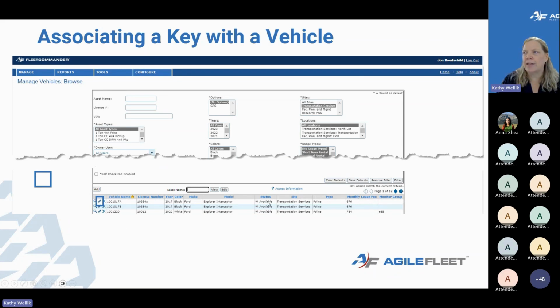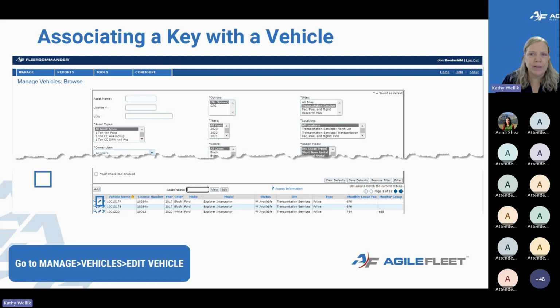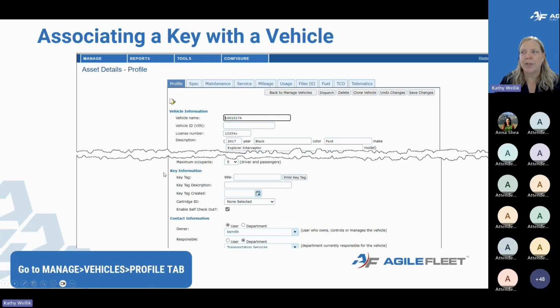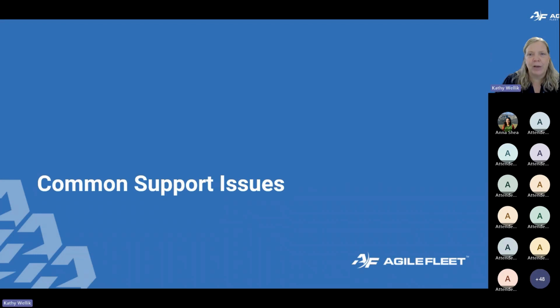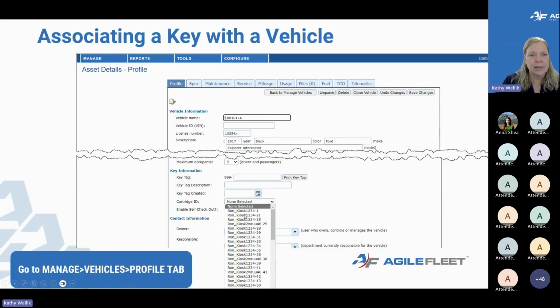So, associating a key with a vehicle. When you have these different keys, you go into manage vehicles and click on the pencil to edit the vehicle. Then the vehicle is going to come up. This is your vehicle profile that you've been used to. What you're going to do is, as you see, enable self-check. That needs to be checked for the ability for it to be checked out in the kiosk. And you're going to use the drop-down menu of cartridge ID, and pull in whichever cartridge, whichever slot, and whichever key box that key is in. Well, that went away quick, sorry. So you're going to choose the proper key slot, enable self-check, and save changes.